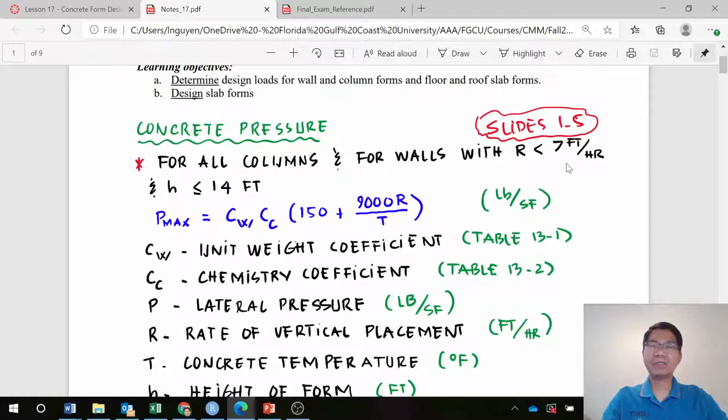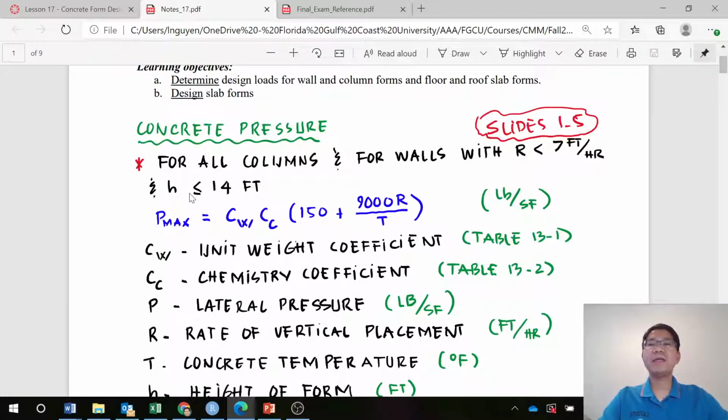Do you know what the rate of placement is? Go back to the previous lesson when we learned about concrete construction. You determine the rate of concrete placement, how many feet per hour the concrete will be placed. And if you increase the rate, it means you place concrete very fast. It will create more pressure on the wall due to the concrete pressure. So that's why it will depend on the rate of placement, and it is measured in feet per hour, or in SI, meters per hour.